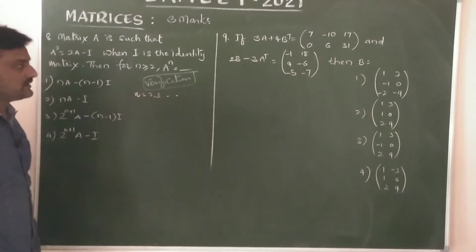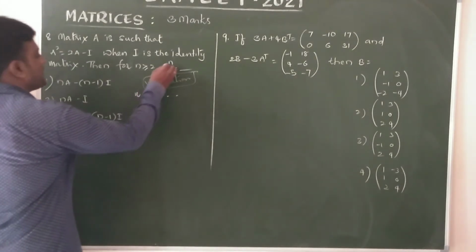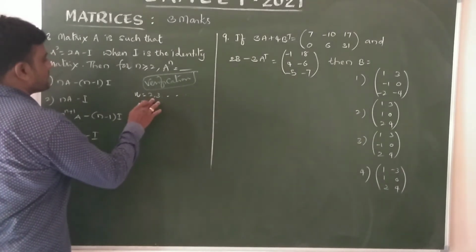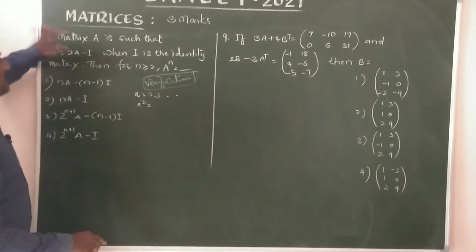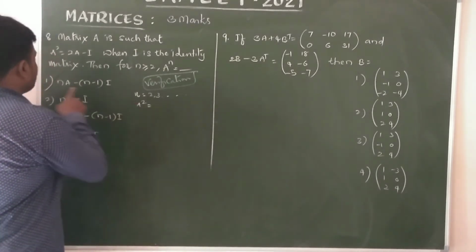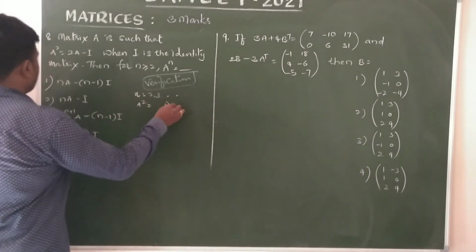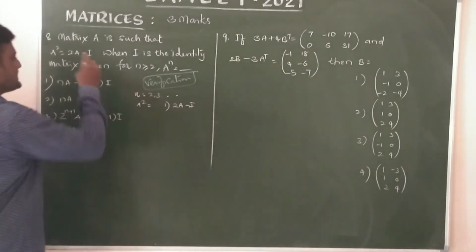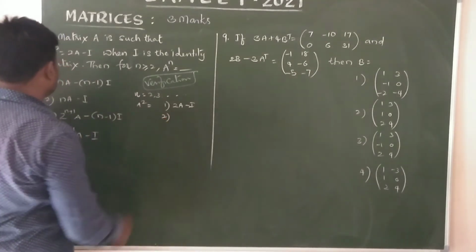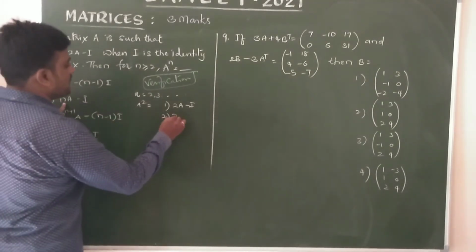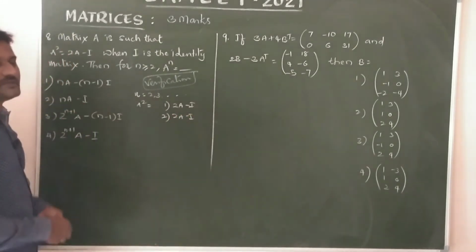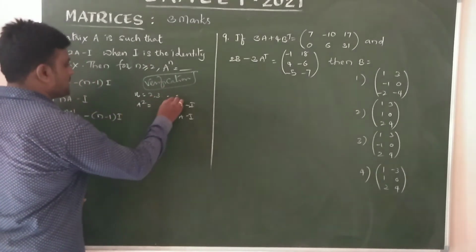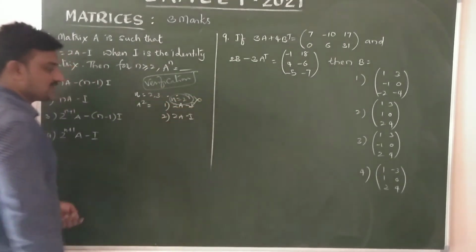Yes or no? Suppose n equals 2, we have A square equals what? Actually A square equals 2A minus I, remember. The first option for n equals 2 is 2A minus I, which is correct. Let us check one more also. The second one, 2A minus something else, could also be one of the options. So n equals 2 is not a deciding option.